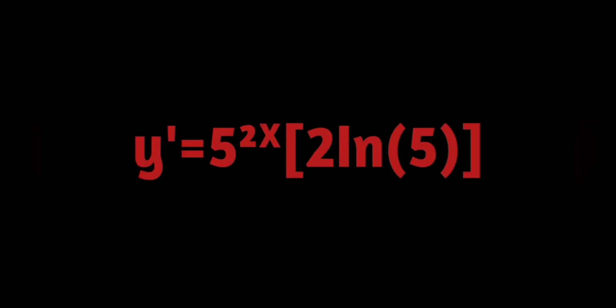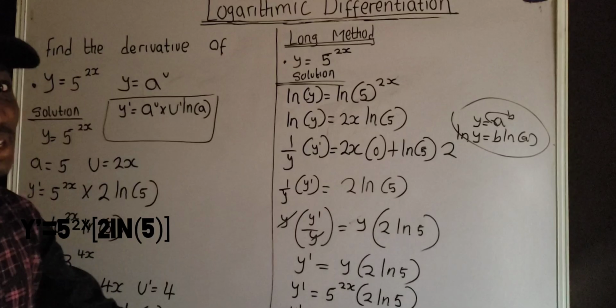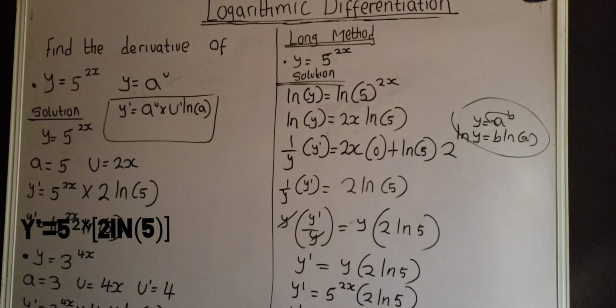Therefore, the derivative of y is equal to 5 raised to the power of 2x into bracket 2 ln 5. This is the same as what we got when we used the formula method. You can see that either of the methods you use works for this question.